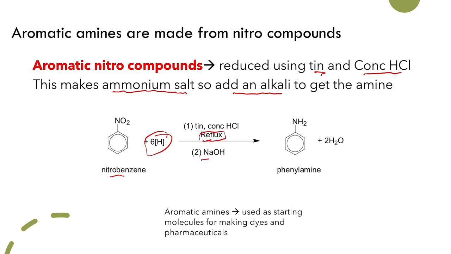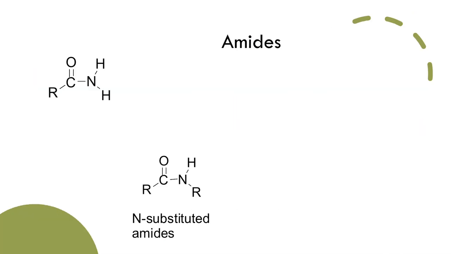This is the first step. And then in the second step, you add an alkali like sodium hydroxide. So you end up with the phenylamine and you end up with water. Don't forget that there is also going to be sodium chloride here. Aromatic amines are very useful because they're used as a starting molecule for making dyes and pharmaceuticals.